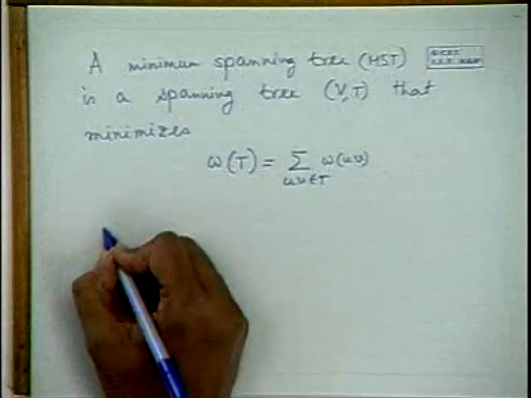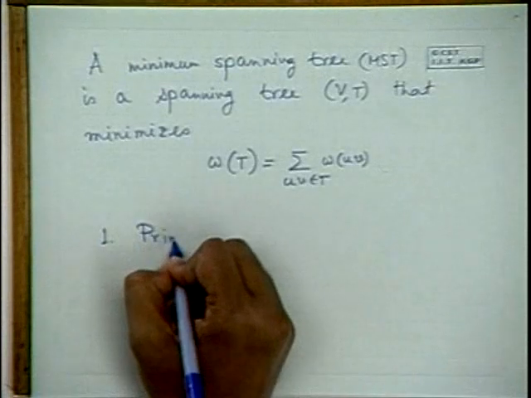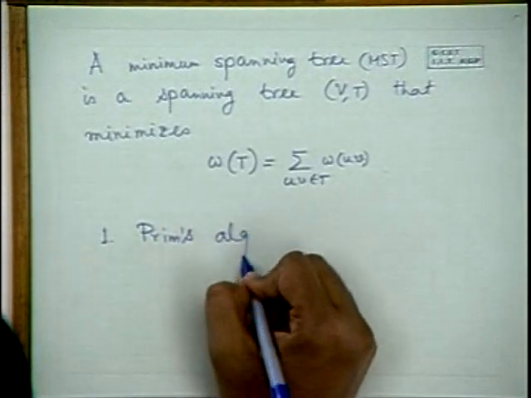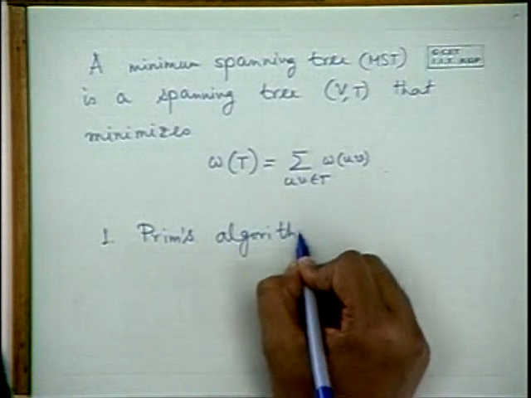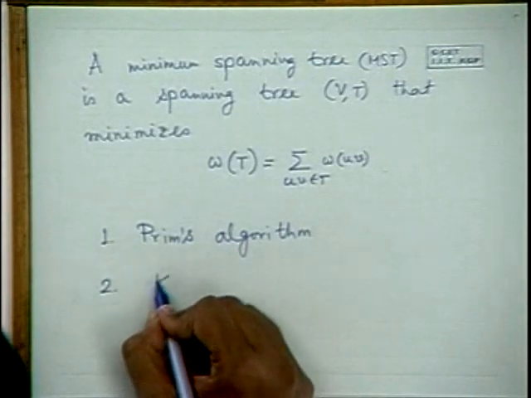But it is not a minimum spanning tree of a graph, mind that. We are trying here to compute the minimum spanning tree of a graph. People often get confused between spanning tree and minimum spanning tree. Spanning tree is just a tree which spans all the vertices. Minimum spanning tree is a harder problem. So there are two algorithms for computing the minimum spanning tree. One algorithm is called Prim's algorithm. Second is called Kruskal's algorithm.